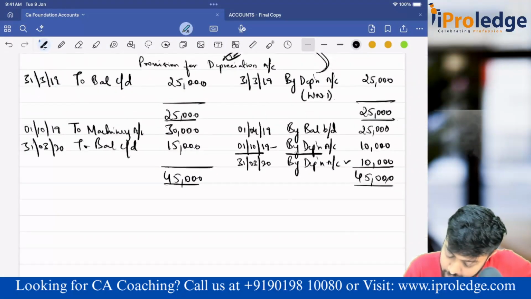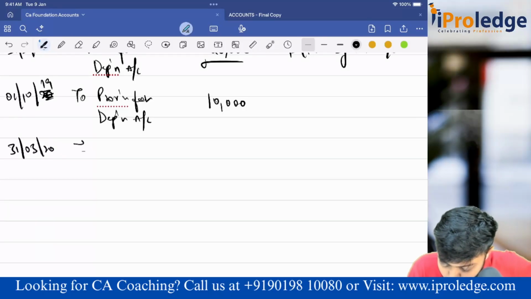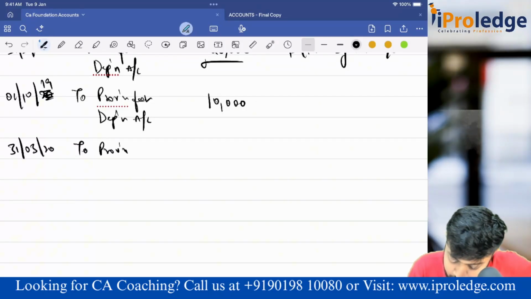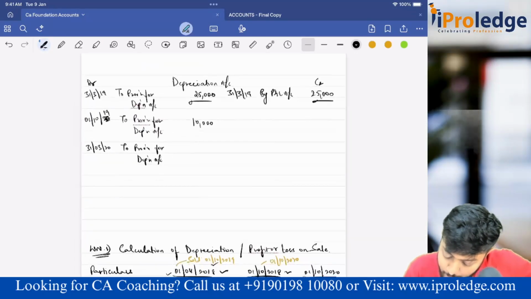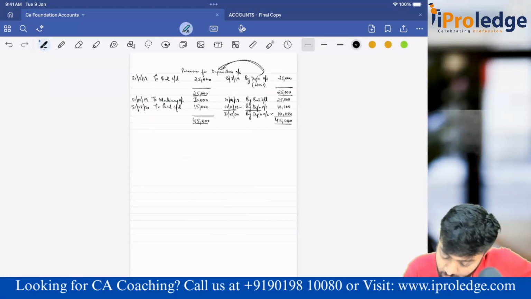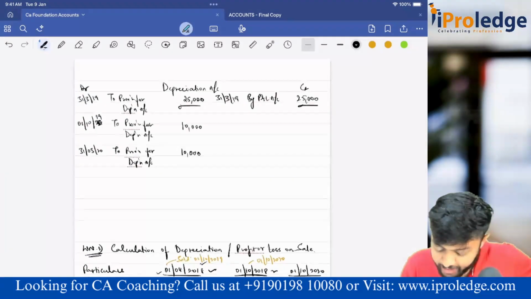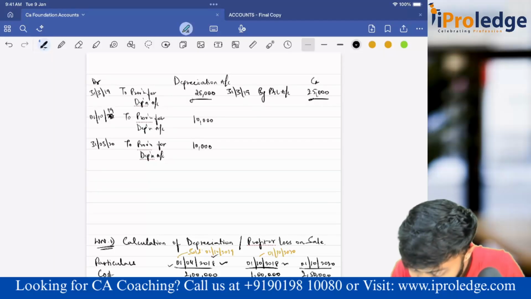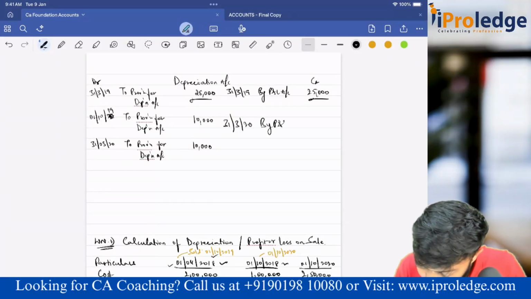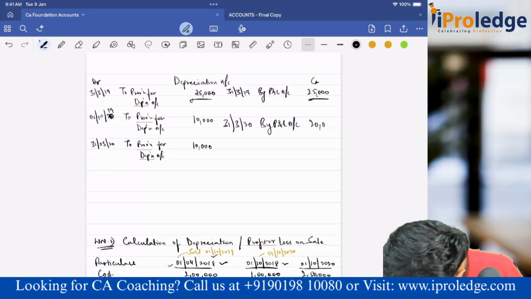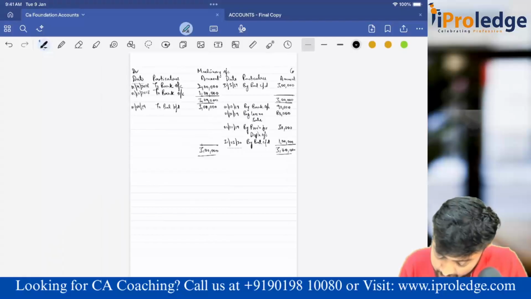Then one more on 31/3/20. On 31/3/20, to provision for depreciation account. How much was it? 10,000 only. So both are the depreciations charged in this year, that at the end of the year I'll transfer to P&L. By P&L account, 20,000. Close.